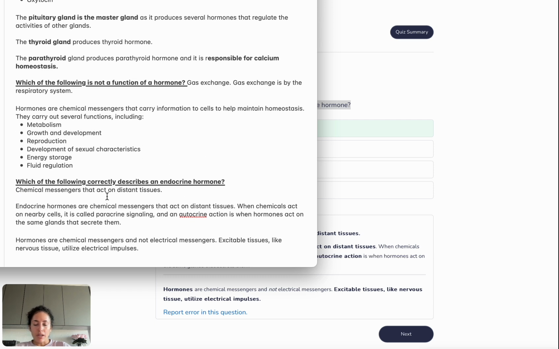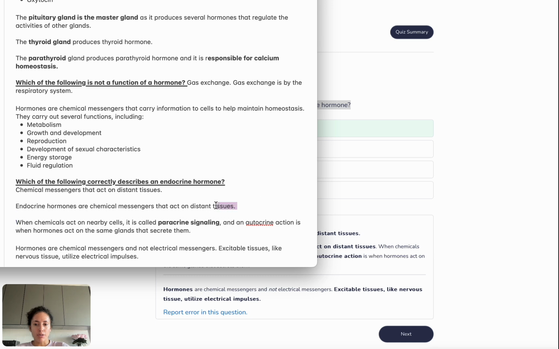So let's keep going. Which of the following correctly describes an endocrine hormone? Chemical messengers that act on distant tissues. Endocrine hormones are chemical messengers that act on distant tissues. When chemicals act on nearby cells, it is called paracrine signaling.